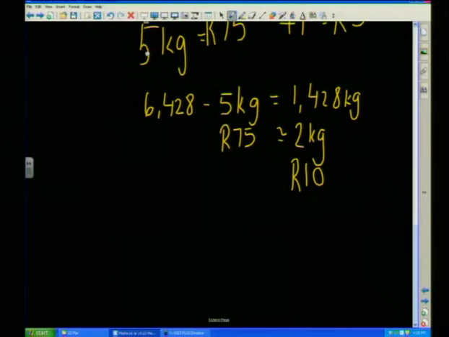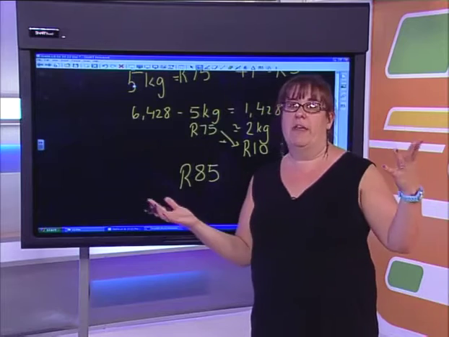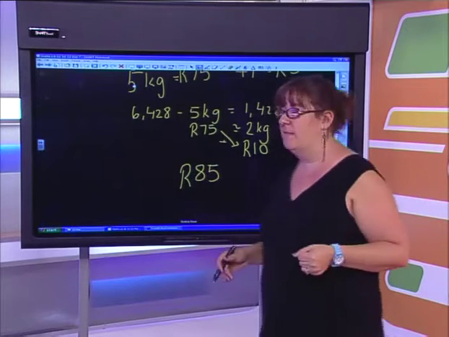So what am I paying in total? I'm going to add those two. So in total, we're paying 85 Rand for books to be shipped around the country if they weigh that amount of weight.